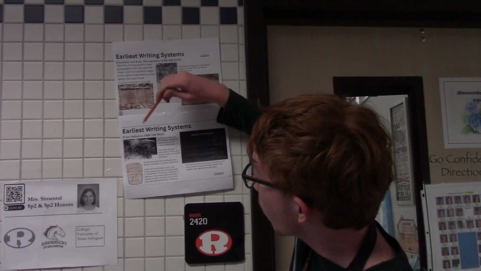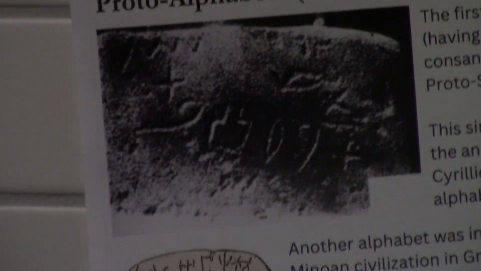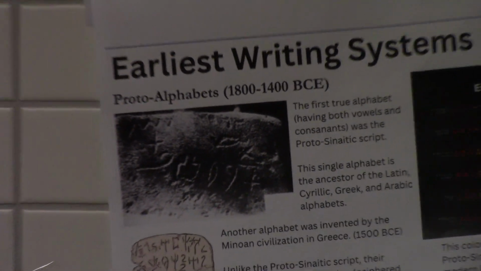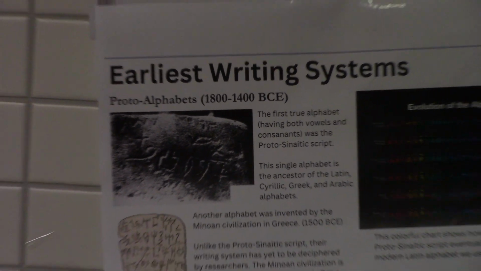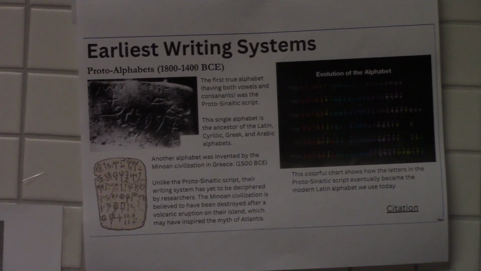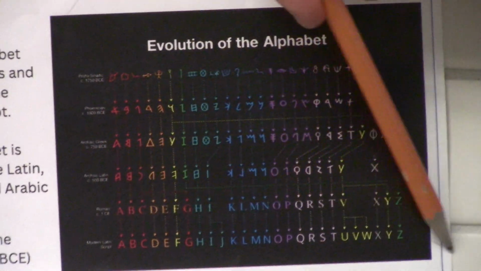Now, the earliest alphabet is called the Proto-Sinaitic script. It was first attested to about 1800 BCE. This single alphabet is the ancestor of the Latin, Cyrillic, Greek, and Arabic alphabets, so it's very important. You can see in this chart over here how different hieroglyphs became the Proto-Sinaitic script, and eventually became the Latin alphabet.